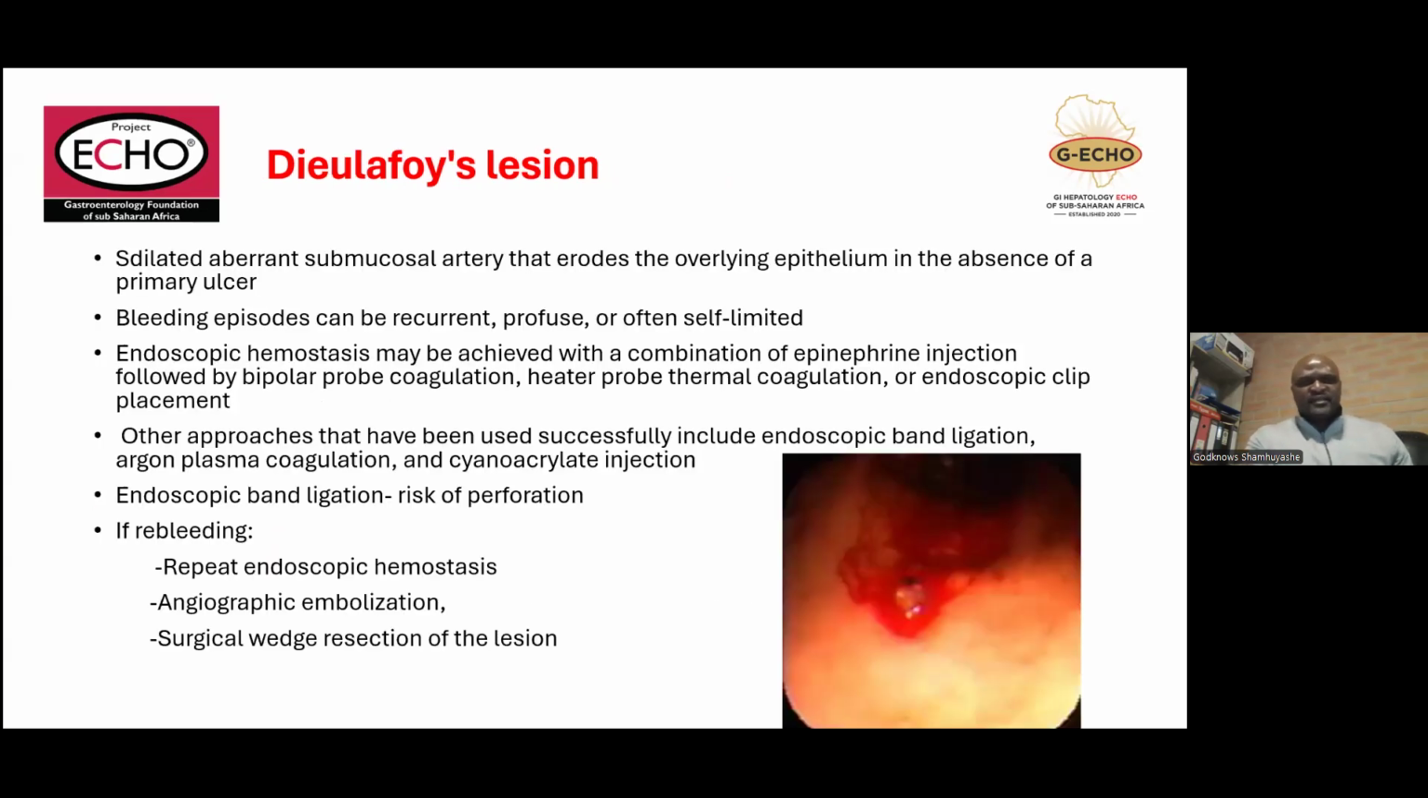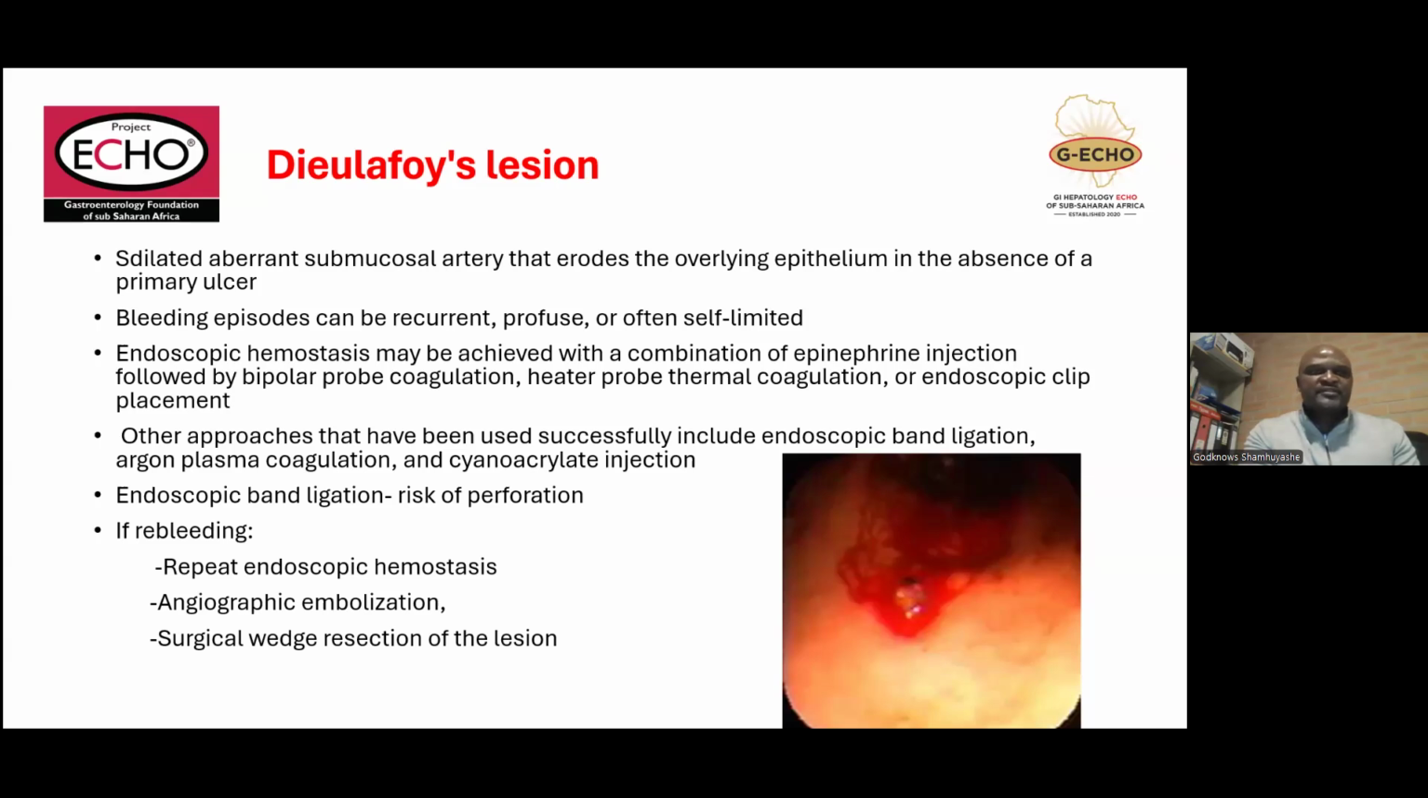So just a final note on a Dieulafoy lesion, which is a dilated aberrant submucosal artery, which erodes an overlying epithelium in the absence of any primary ulcer. And it can cause bleeding, which can be recurrent, profuse, and at times self-limited, of which endoscopic hemostasis may be achieved with a combination of modalities like injection followed by bipolar probe coagulation. You can also use thermal probe coagulation or endoscopic clip placement. And also with endoscopic band ligation, there's a risk of perforation.